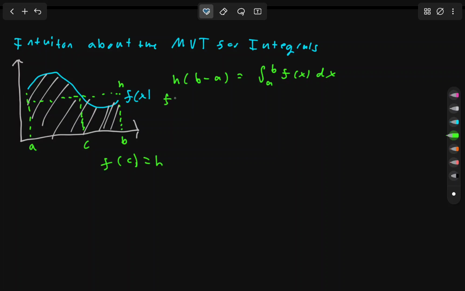So you can clearly see here that this is slowly going to become the mean value theorem for integrals. Of course, this isn't a rigorous proof or anything like that. This is just more or less a visual description.